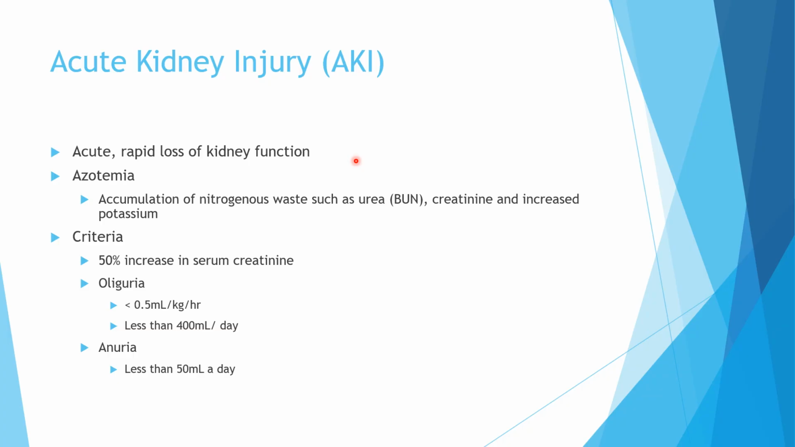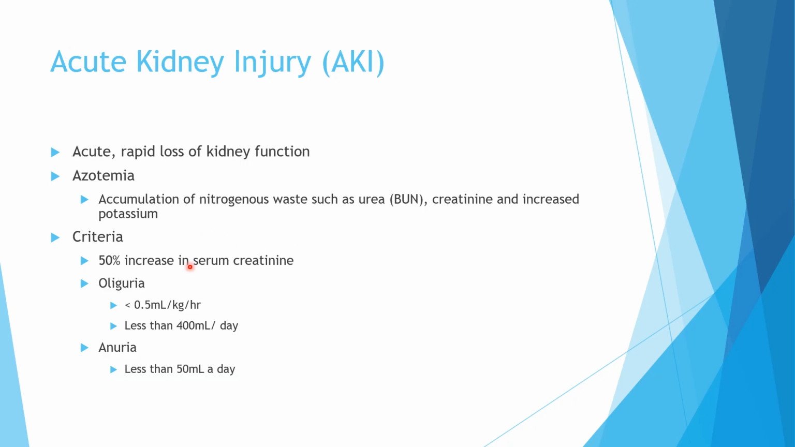So with an acute kidney injury, our hope is that we can get some of that function back. Whereas in chronic kidney disease, it's a little harder to almost impossible to get any function back. So we're going to develop azotemia, which is just an increase of waste products, our nitrogenous waste, so our urea, which we measure with our BUN, and then our creatinine, which we measure with our creatinine, and then an increased potassium.